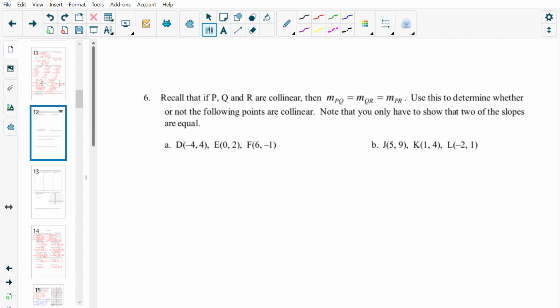Recall that, let's do a couple of applications here. Recall that if P, Q, and R are collinear, then slope of PQ equals slope of QR equals slope of PR. Use this to determine whether or not the following points are collinear. Note that you only have to show that 2 of the slopes are equal. So I'm going to do this. Check that.